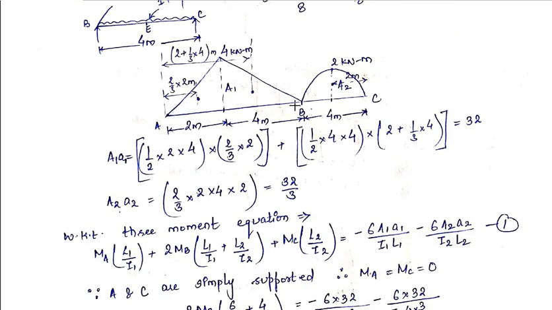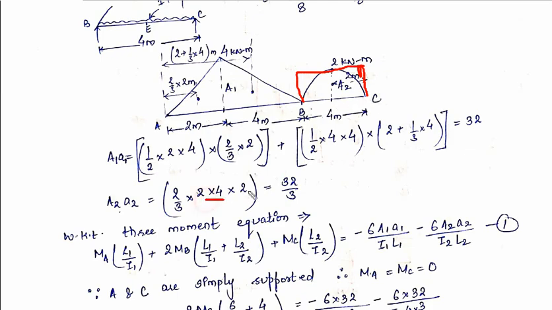Now let's come to the second span, that is BC. Capital A2 is the area of this parabola. The area of this shape is 2 by 3rd of the area of the rectangle. If I draw a rectangle here like this, the area of the parabola is 2 by 3rd of the area of this rectangle. So A2 will be 2 by 3 of the area of the rectangle, where 2 is the height and the length is 4.